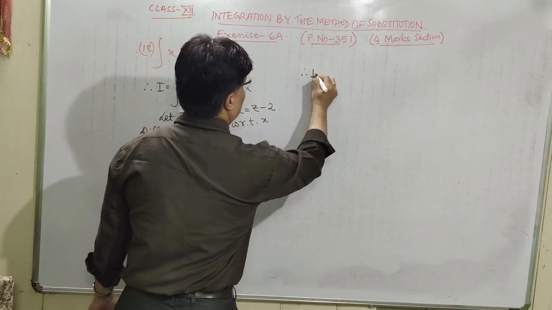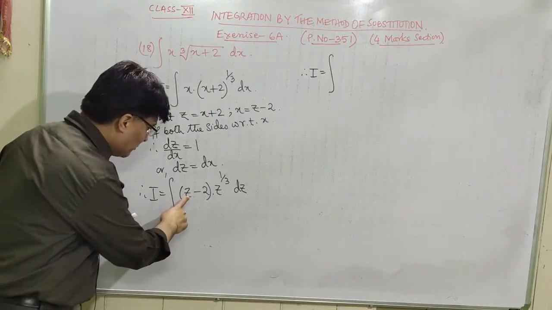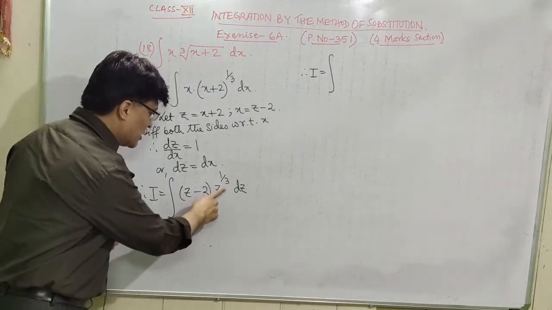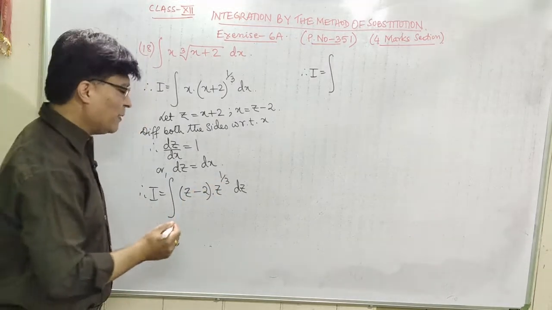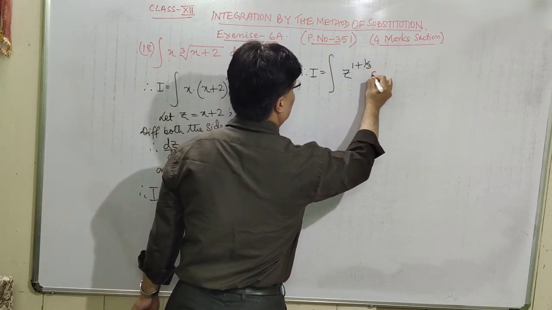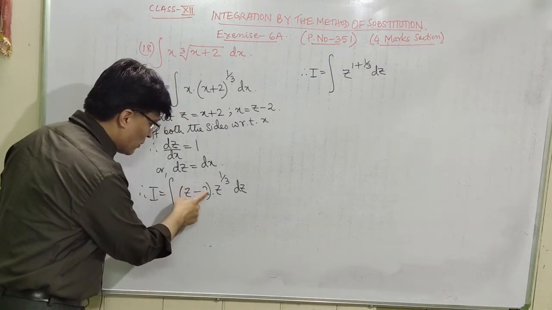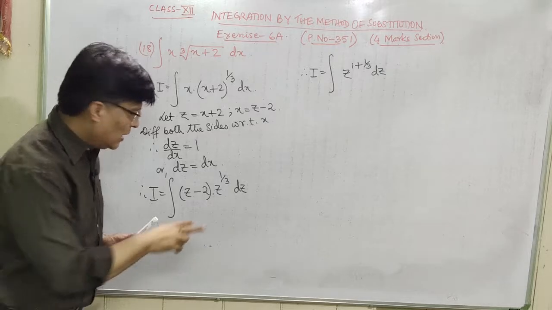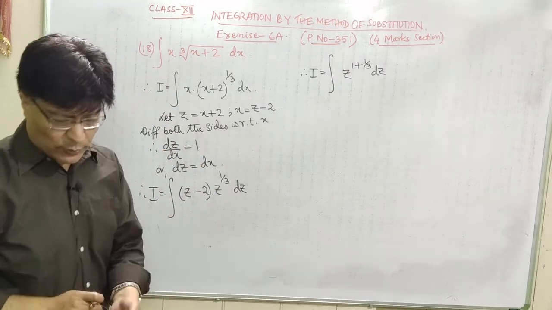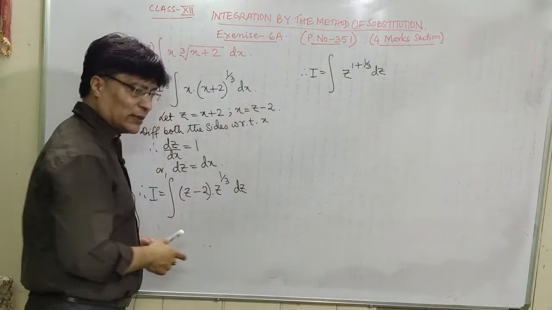So therefore I is equal to integration of, now we can multiply these two, z into z to the power 1/3. If we multiply z into z to the power 1/3, the powers will be added, that is z to the power, it will be 1 plus 1/3. Then you can write here dz. Okay, that is, it is z to the power 1 into z to the power 1/3. If these two z are multiplied, powers will be added, that is, it will be z to the power 1 plus 1/3.